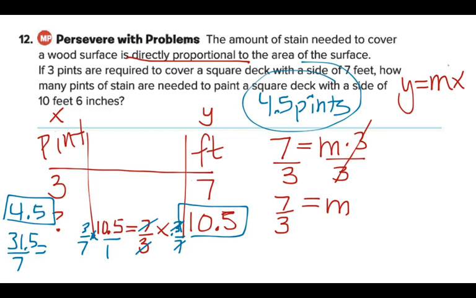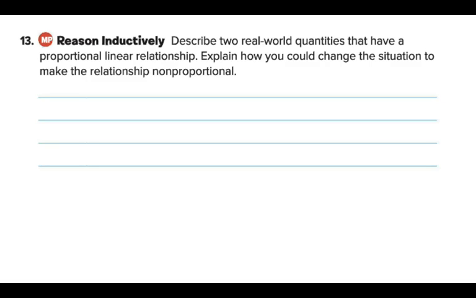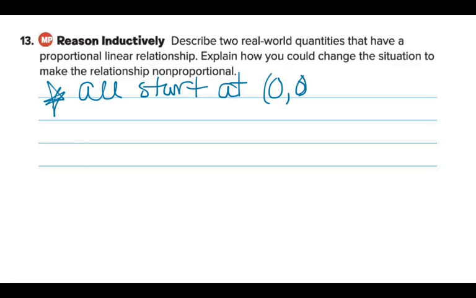Okay, and our last one, 13, describe 2 real-world quantities that have a proportional relationship. Explain how you could change the situation to make the relationship non-proportional. This one's a tough one. Okay, so basically, with real-life situations, what we've noticed with each thing is that they all start at 0, 0. And here's what I mean by that. If you've noticed with all of our graphs, every single graph goes through the origin. The origin is 0, 0. So your real life situation needs to have a 0, 0 starting point.